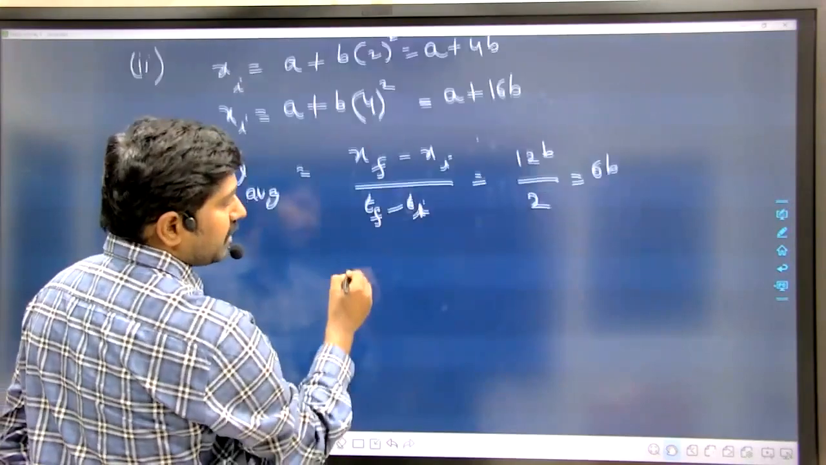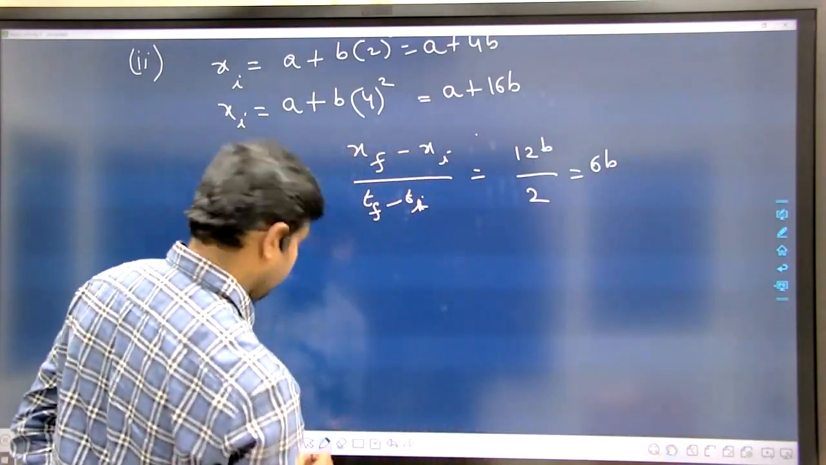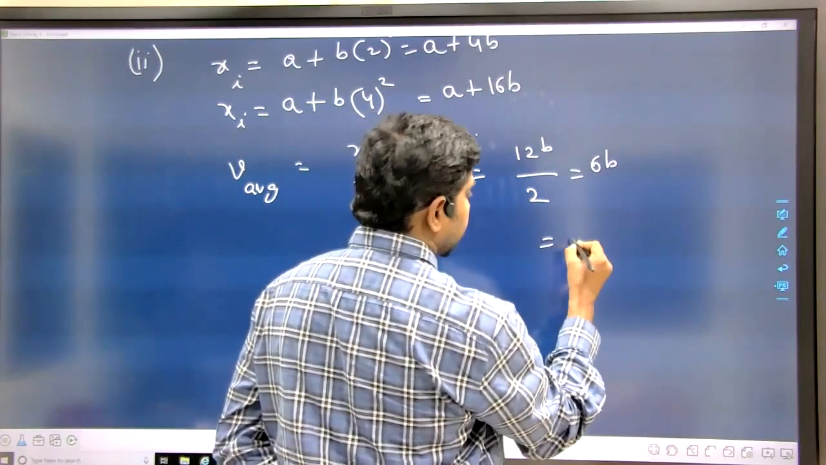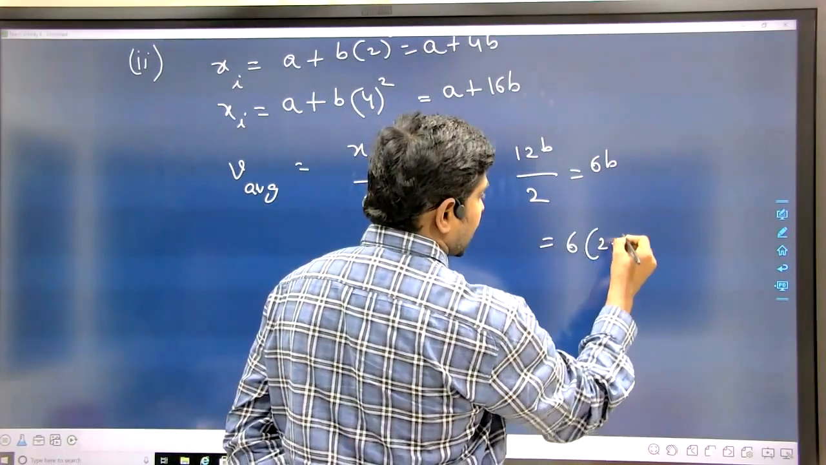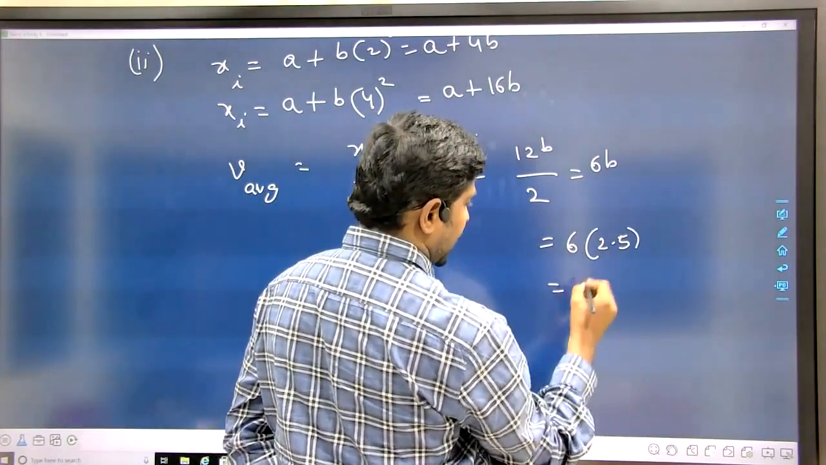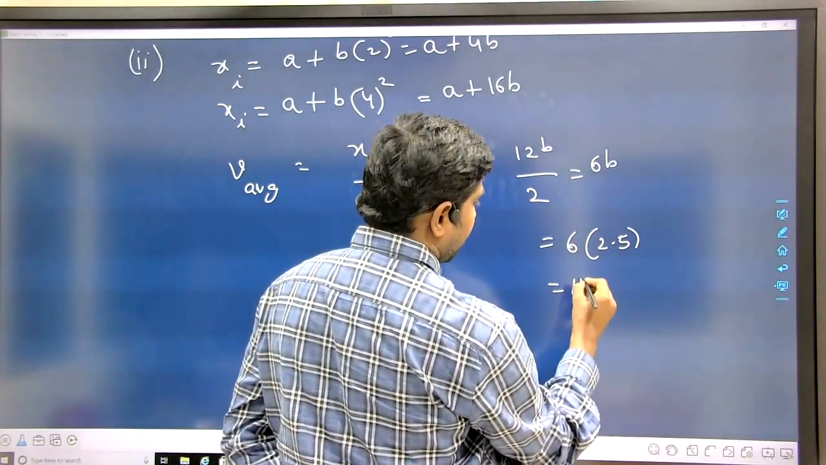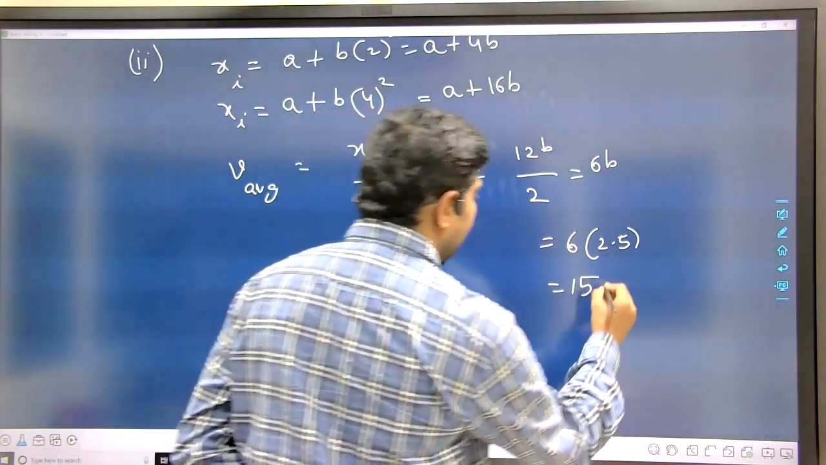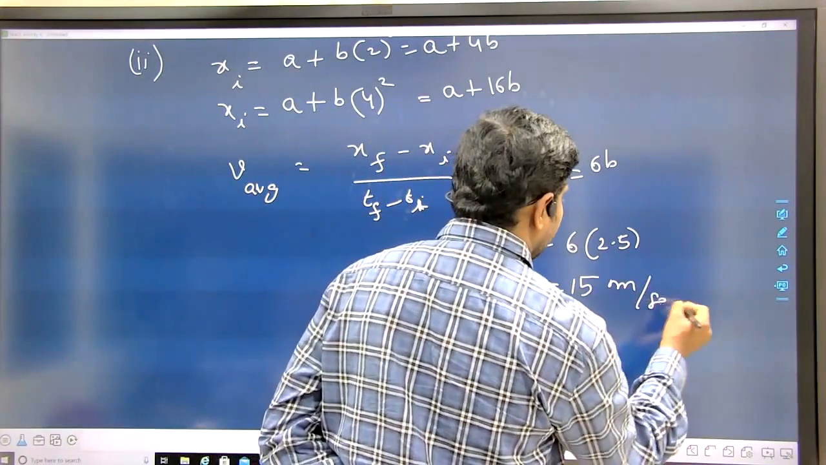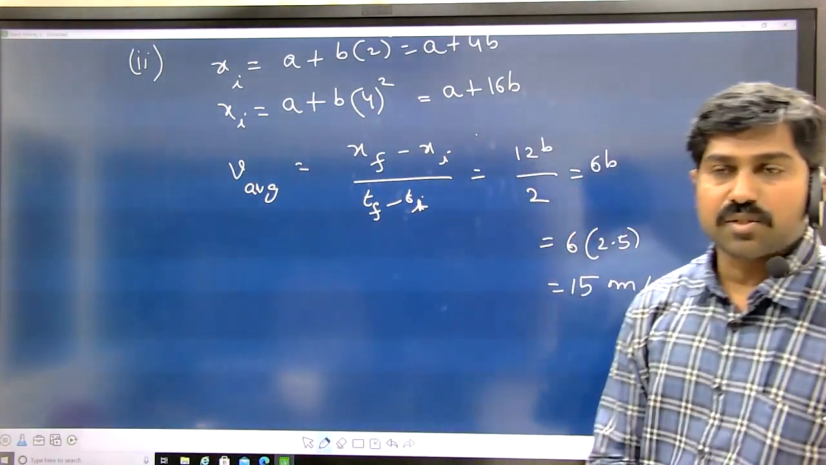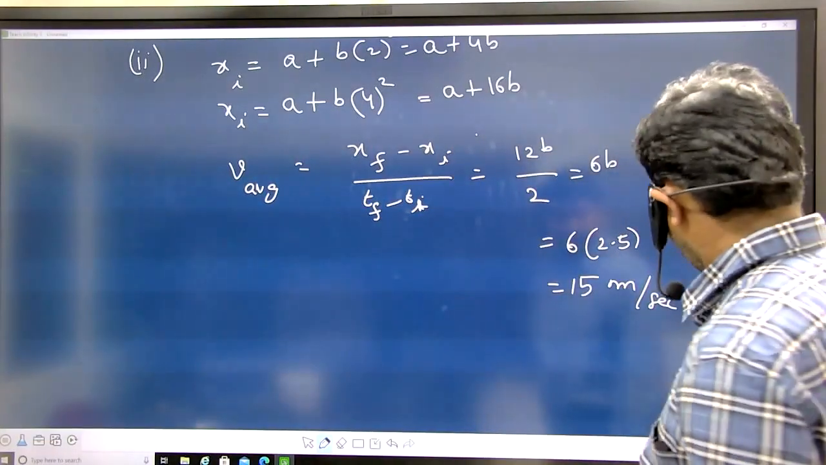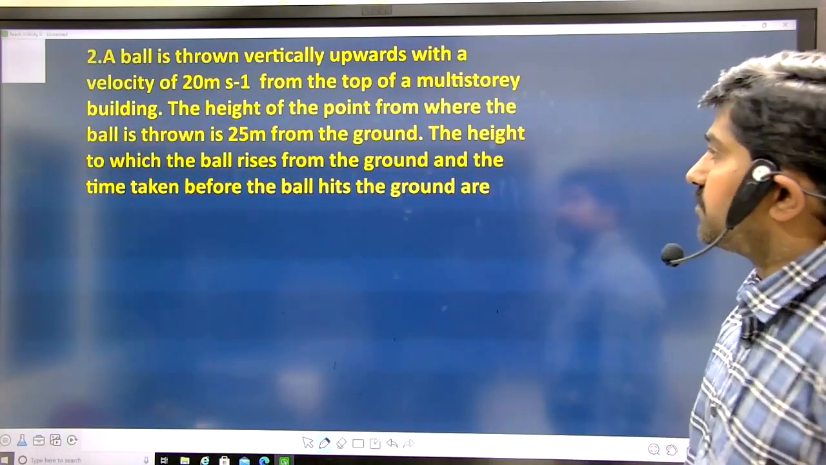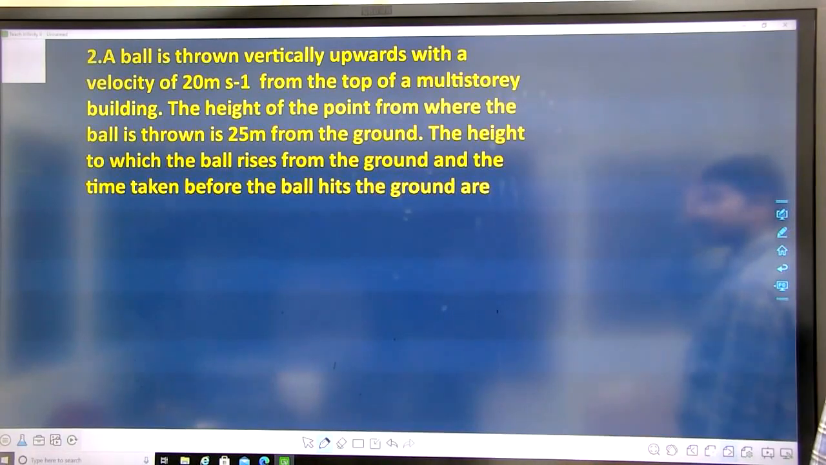So that we can write here 6 into 2.5. That will be 15. This is 15 meter per second. Okay, that is the solution for this particular question. Now, next one. All of you just read the question.